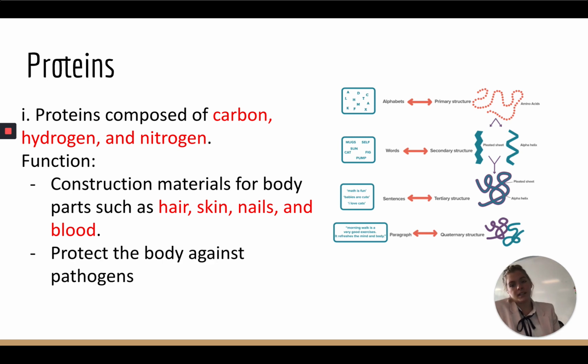Proteins also help protect the body against different pathogens, so they help to keep you healthy. It's important to have proteins in your diet so that they can help to keep you functioning in day-to-day activities.